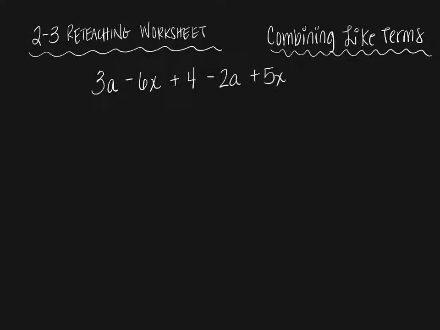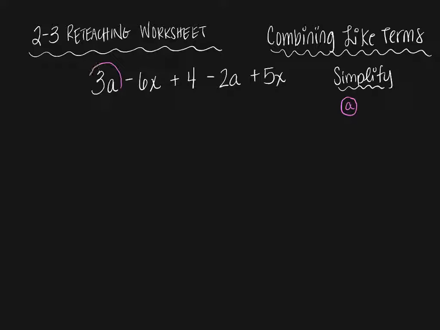We have 3a minus 6x plus 4 minus 2a plus 5x. And we're going to end up simplifying this. When we see simplify, it means that we want to get it all down to the lowest possible form. So what I'm going to start with doing is I'm going to draw a circle around each term that has a variable a. So I'm going to put all of my a's in a circle.